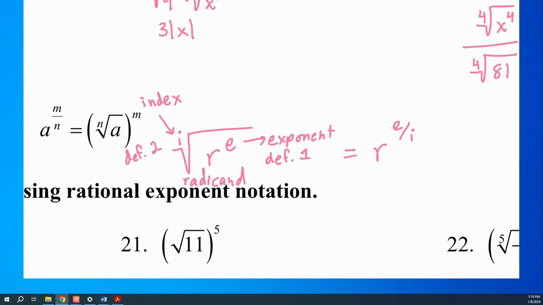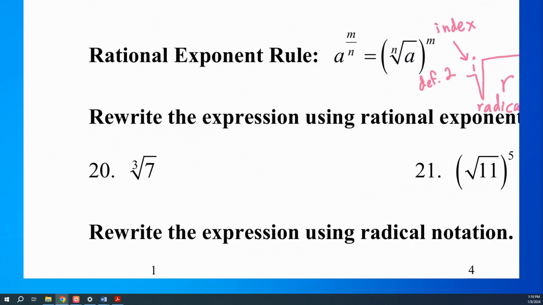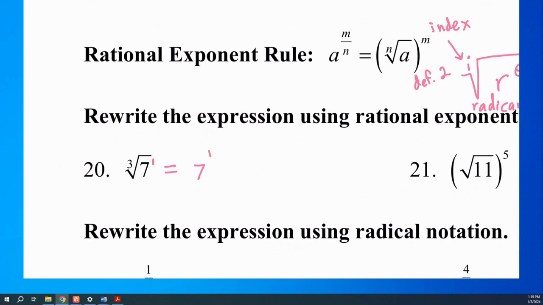Alrighty. Could I go? Okay. So the next section is just asking us to rewrite. Did it ask us to simplify? No. So should I simplify? No, we're just rewriting. So what is the radicand here? What's our base of this exponent? 7. What's our exponent? Exponent is technically 1, right? Because our default exponent, when we don't have 1 written there, is 1. And what would our index be? 3. So this we could rewrite as 7 to the 1/3.